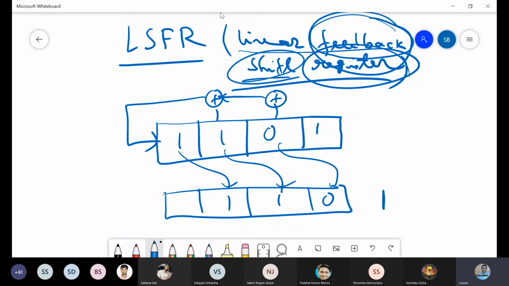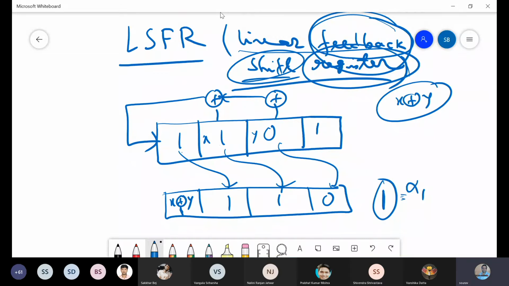So this connection means we take these two bits, whatever value they are. If this is x and this is y, for this example it is 1 and 0, we do the bitwise XOR, x XOR y, and whatever value we get we put it here. So here in this case we have 1 0, so it will be 1, and then 1 will be out. So this is our alpha 1, the first key bit.